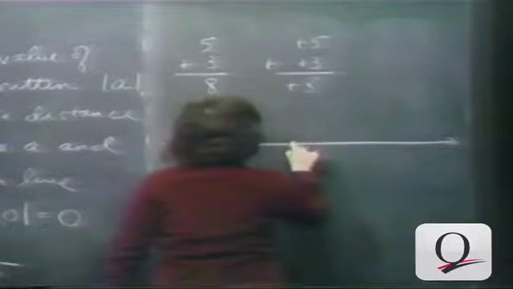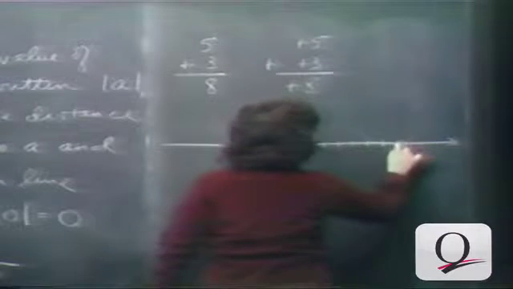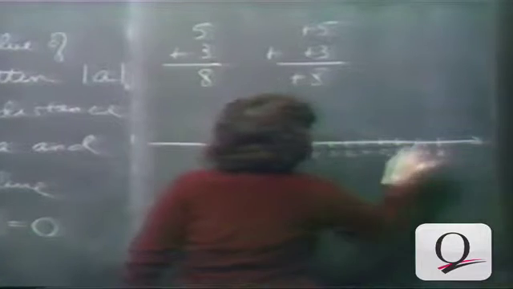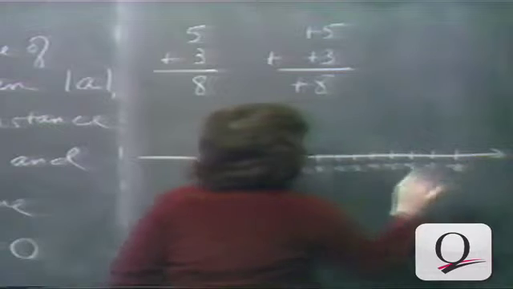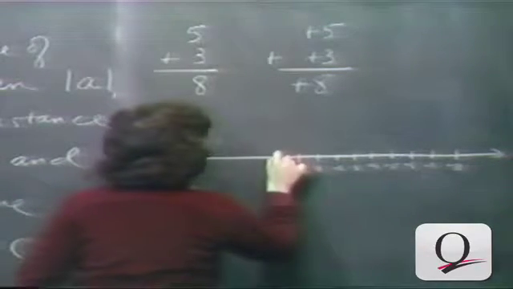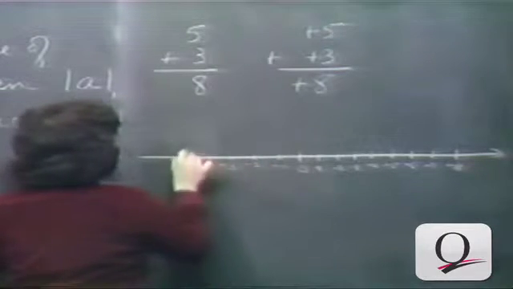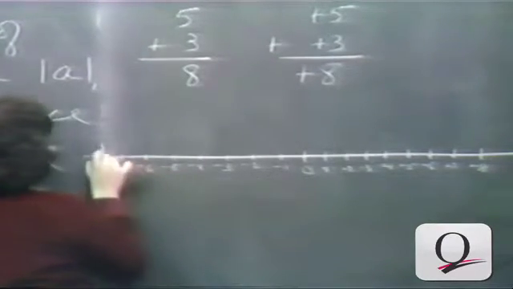Let's look at this addition on the number line. This will be 0, 1, 2, 3, 4, 5, 6, 7, 8. These are all positive numbers. And on the other side, we will put the negative numbers, minus 1, minus 2, minus 3, minus 4, minus 5, 6, 7, and 8.